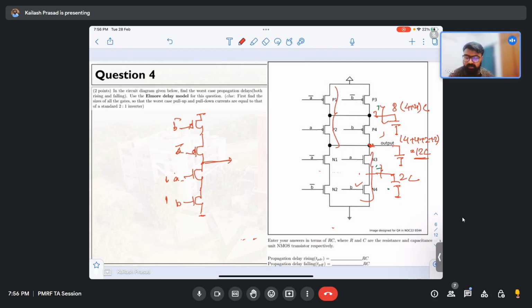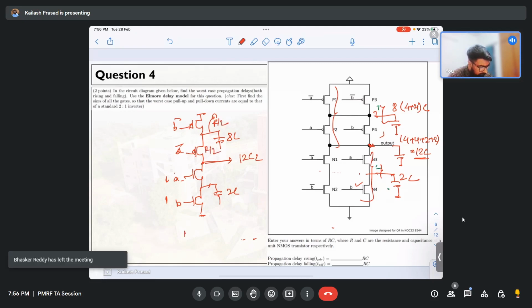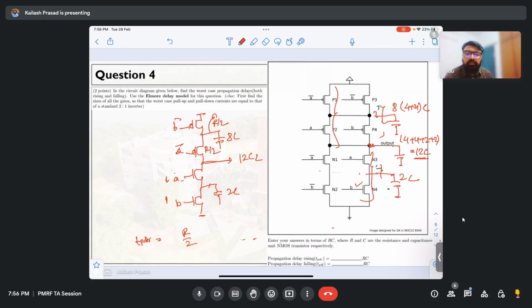Okay, so we will just quickly calculate how much capacitance is over here. 8C, right? Here it is 12C, right? Here it is 2C. So we will go from 8C, and see how much resistance we have. So this is R by 2, this is R by 2. Okay, so one thing, sir, I just mentioned: A bar and A, P1 and P2 cannot be open simultaneously.